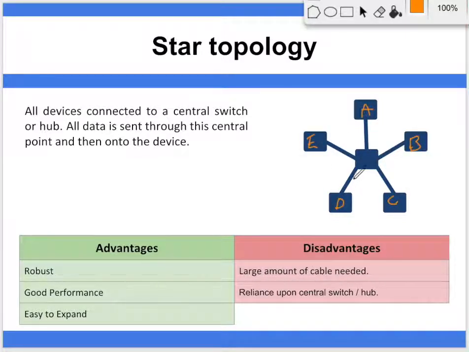Some of the advantages of a star topology is that it's much more robust. If computer D has its cable broken, computers A, B, C, and E will still be able to work, absolutely no problem at all. It provides good performance because you've got different cables for different computers, which allows us to have a situation where we can share the load of the data. I'm going to talk more about the difference between a hub and a switch in just a moment, but we can have a situation where our network runs really efficiently.